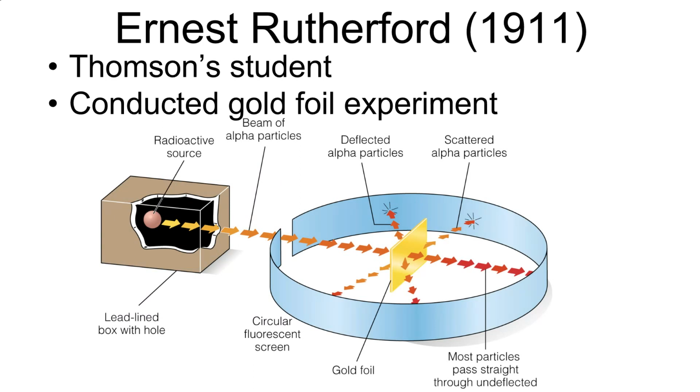About 10 to 15 years later, Ernest Rutherford comes along, and he does another experiment. Now, he's Thomson's student, so he's kind of on top of what's going on with atoms at the time. And he says, I'm going to conduct something called the gold foil experiment. Here's what happened.